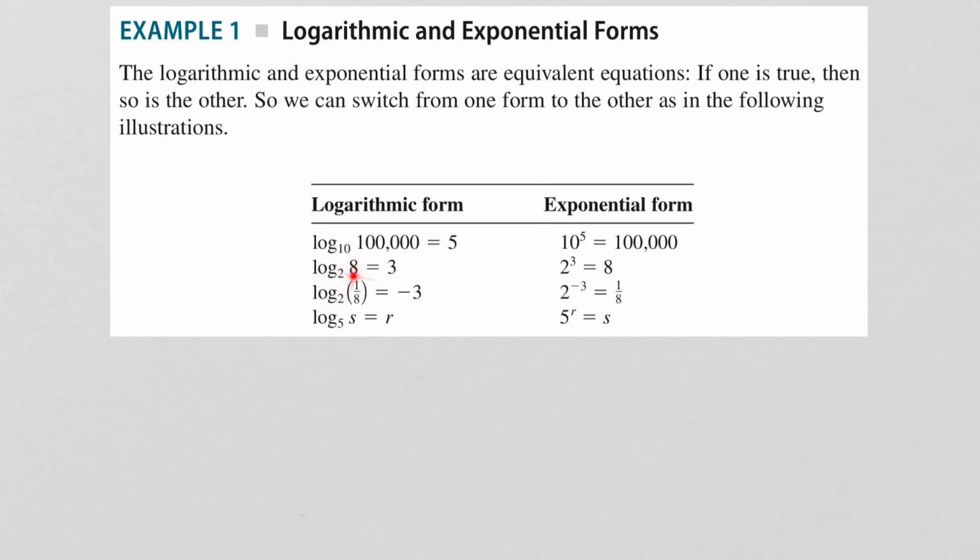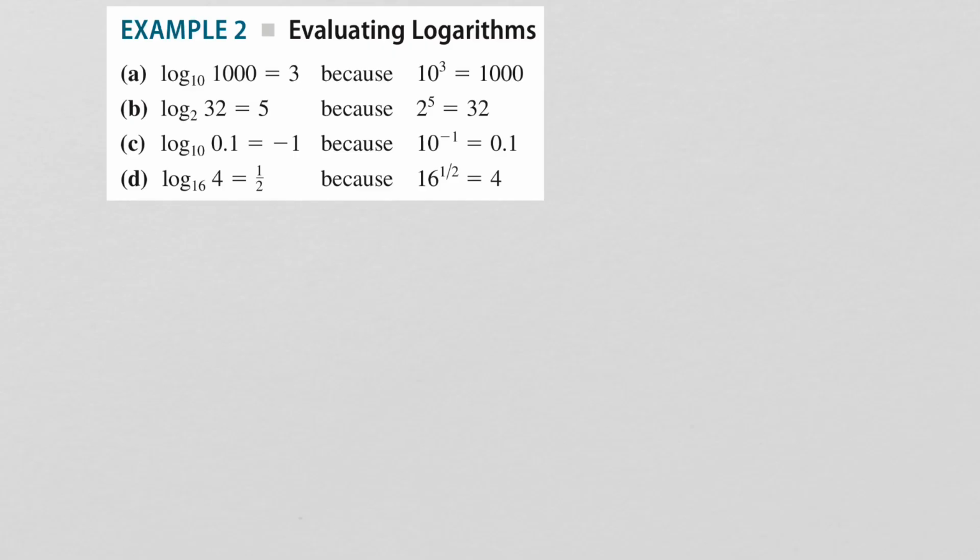Likewise, log base 2 of 8 is equal to 3 because 2 to the 3rd power is equal to 8. Similarly, log base 2 of 1/8 equals negative 3 because 2 to the negative 3 is equal to 1/8. And finally, a little more abstract, log base 5 of s is equal to r must mean that 5 to the r is equal to s. So the main thing here is you just want to get used to the fact that these are equivalent to each other.